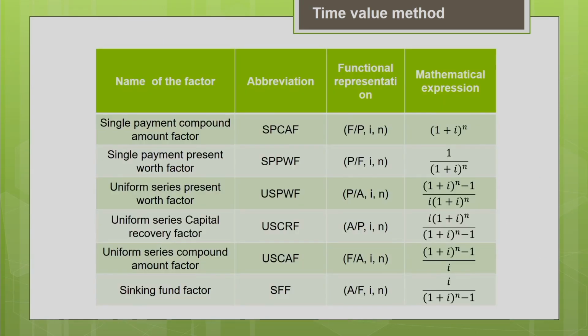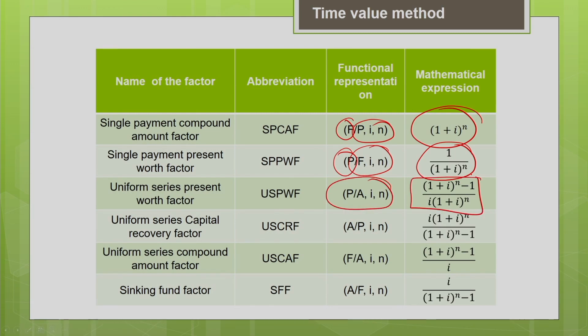So let us now summarize the different compounding factors which we have learnt. Single payment compound amount factor, you know, is to determine F for known P, i and n. So F is made equivalent to P by using this factor. Single payment present worth factor is to determine P for the known F, i and n. P is made equivalent to F by this factor. For the uniform series payments, the uniform series present worth factor determines P for the given A, i, n.